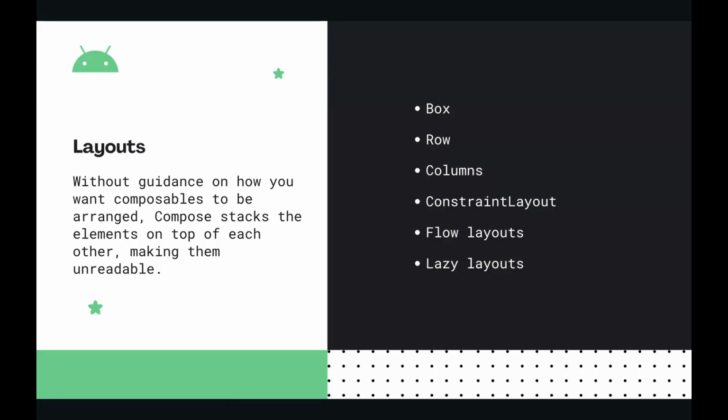within the screen, to match what the product designer has provided or what we are currently building. Some of the layouts we are going to talk about in this session are box, rows and columns, constraint layout, flow layouts, and lazy layouts. There are more layouts that Compose offers, like box with constraints. You can also create your own custom layouts, but in the interest of time, we'll not talk about those. So we're going to start right away.